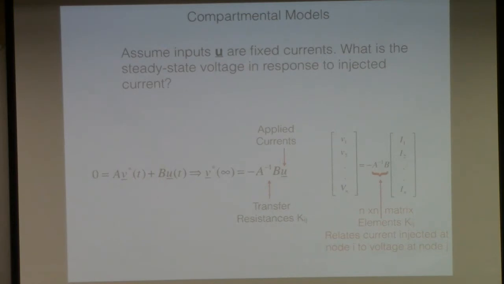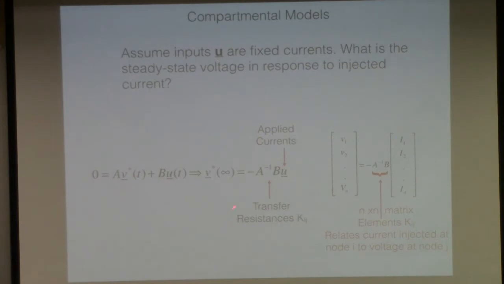And so in the steady state, dV/dt is 0, voltages aren't changing, so the left-hand side is 0, and we're left with these terms, and so 0 is equal to the negative of A inverse times the matrix B times the vector U. Remember, U has as elements the applied currents. So we've got a steady state voltage equals all of this stuff times a bunch of currents.